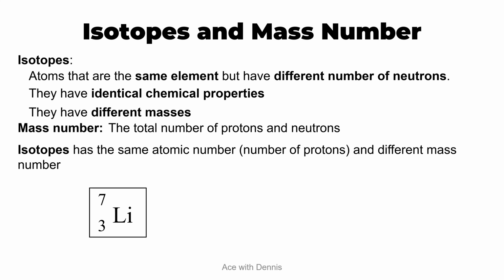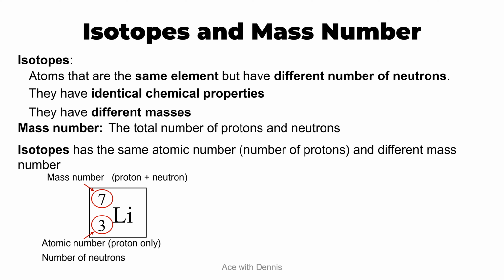So here's an example. This symbol Li is lithium. The mass number is 7 and the atomic number is 3. So we know that mass number is protons plus neutrons, and atomic number tells us the number of protons only. Hence, the number of neutrons for this isotope is 7 minus 3, which is 4. Hence, to illustrate, here are the 4 neutrons with 3 protons.